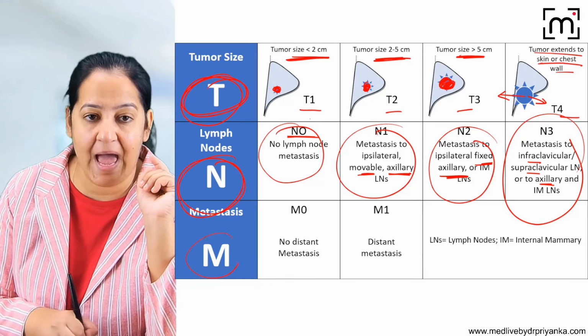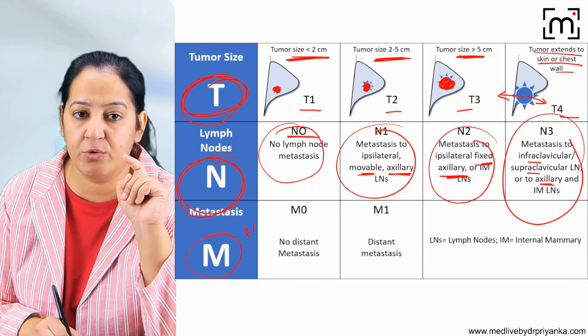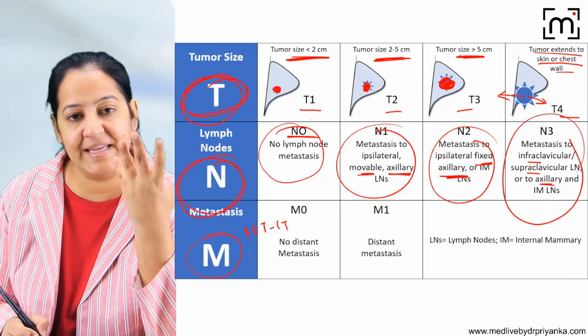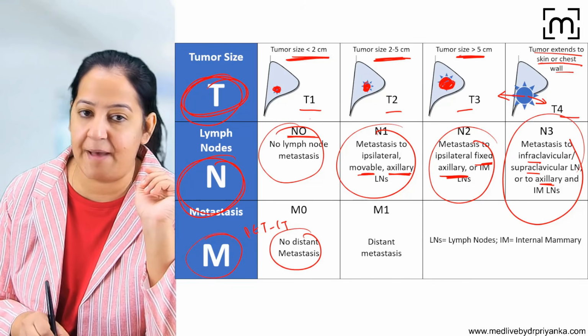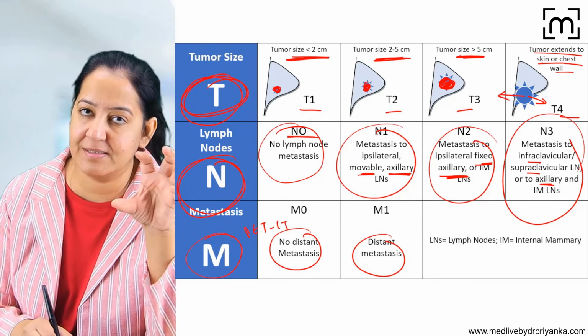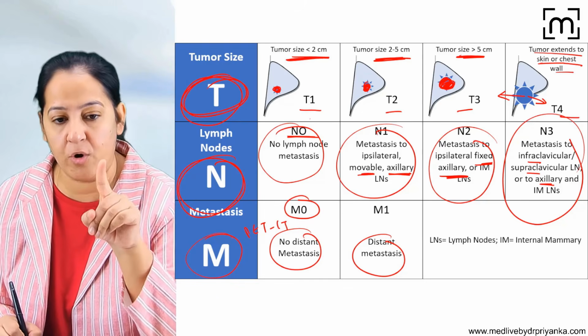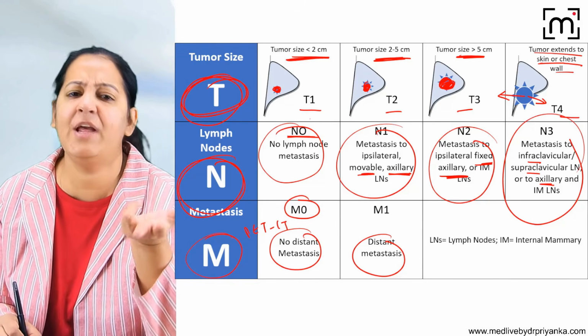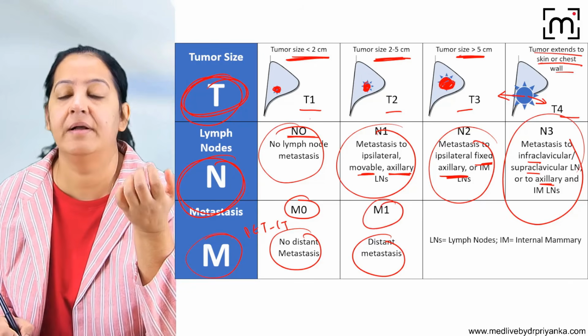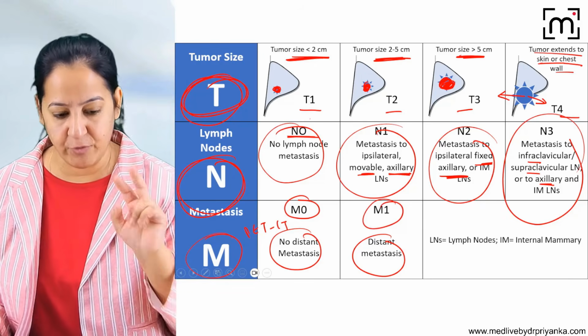And then we have to decide the M. For doing the M, we have to do the PET-CT and see only two options: metastasis is absent or present. If no metastasis, the tumor is confined only to the breast, we say it is M0. And if it has spread to one organ, maybe liver, bone, brain, or any organ or multiple organs, it's M1. So M0 or M1. In M, we have only two options.